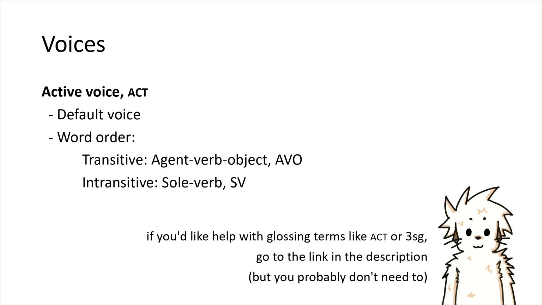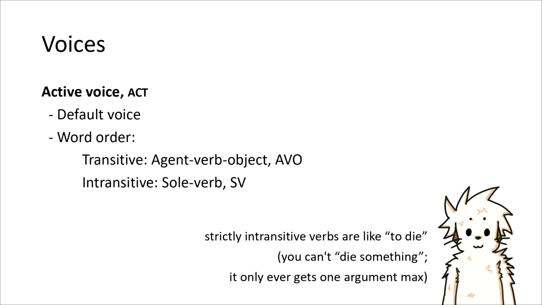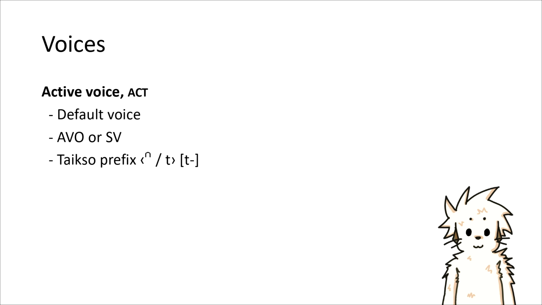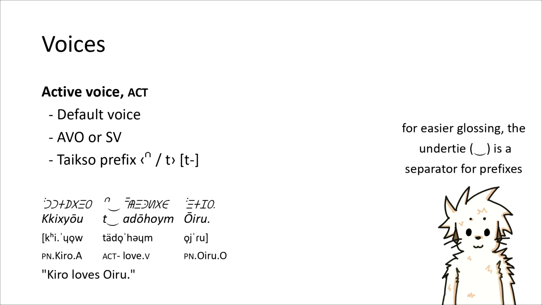It's also the only voice used for verbs that are strictly intransitive. For transitive verbs, the word order is agent-verb-object, AVO. For intransitive verbs, the word order is soul-verb, SV. Taekso's active voice is marked with a prefix, de.